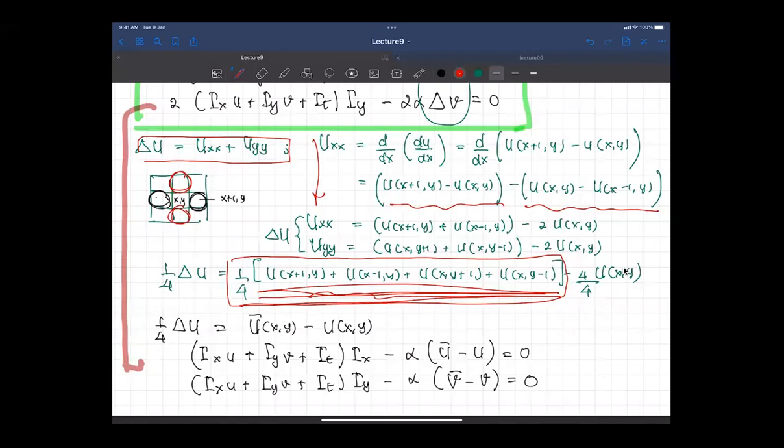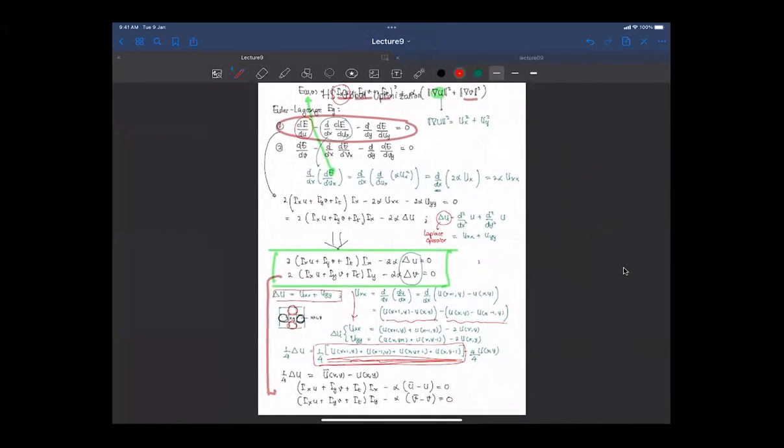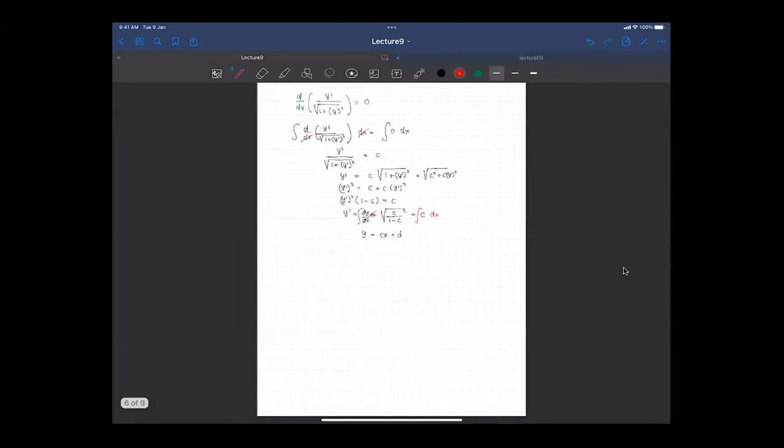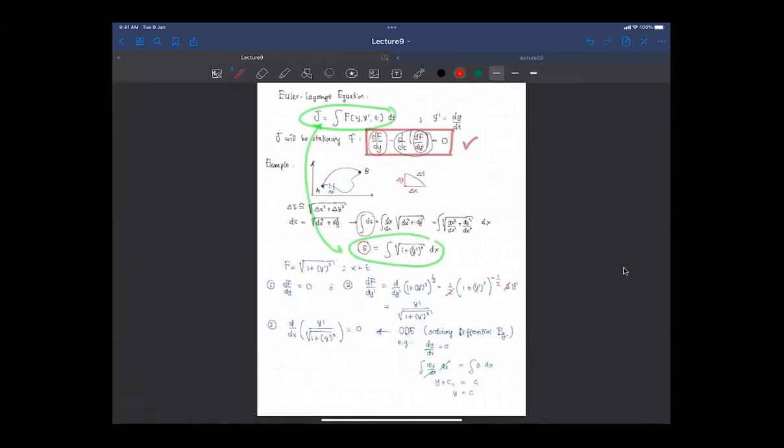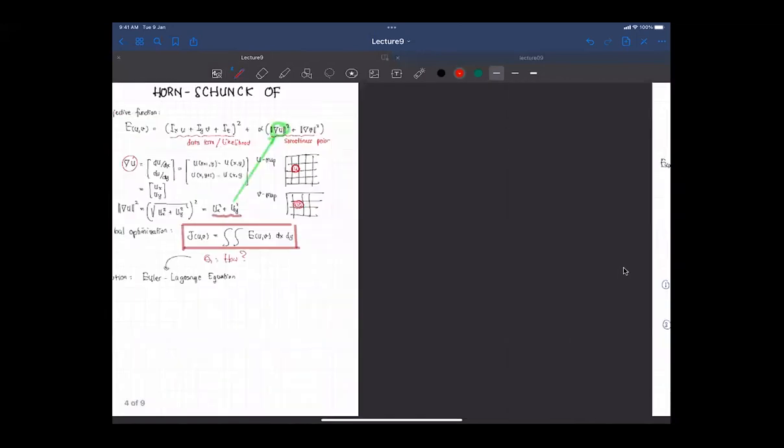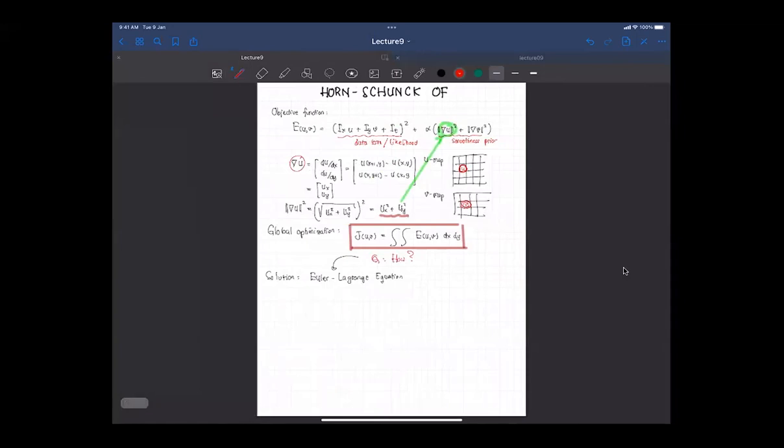Okay, any other questions? Okay, so this is Horn and Schunck, and this is the basic optical flow. I encourage you to look at the paper and see how the authors themselves explained this solution.